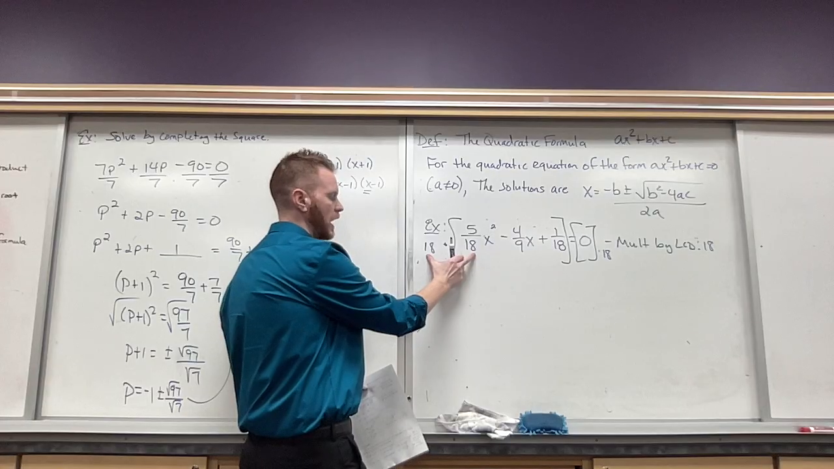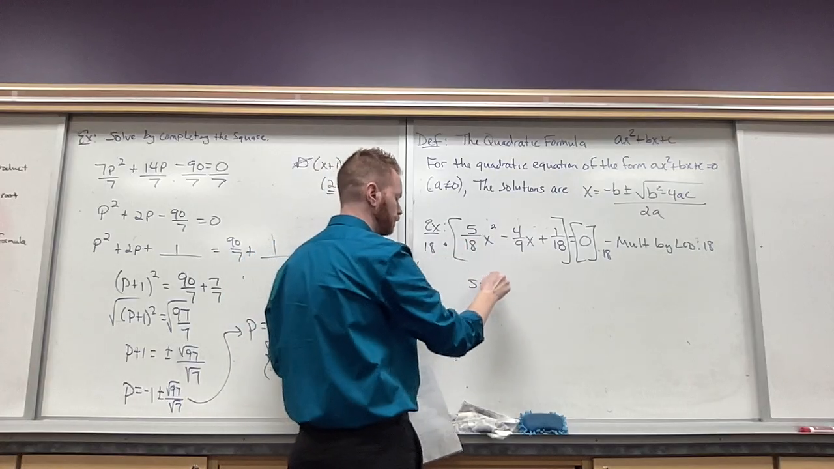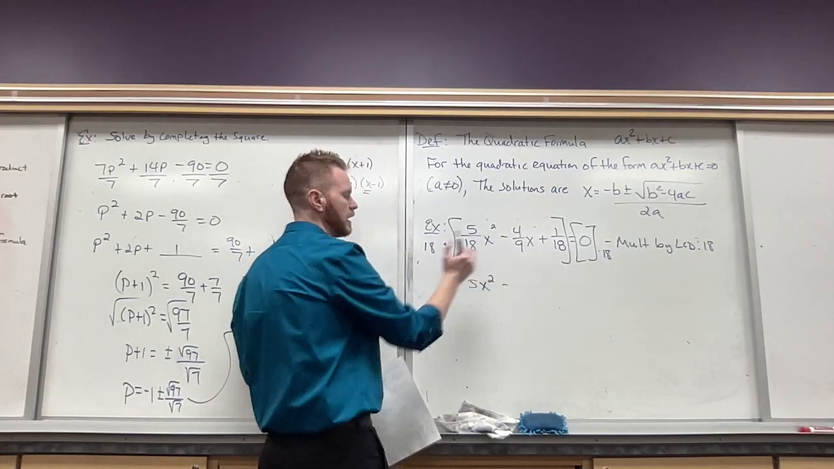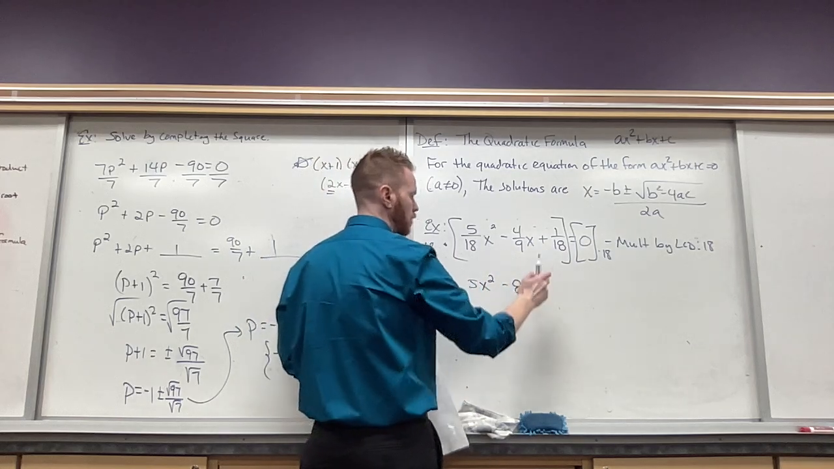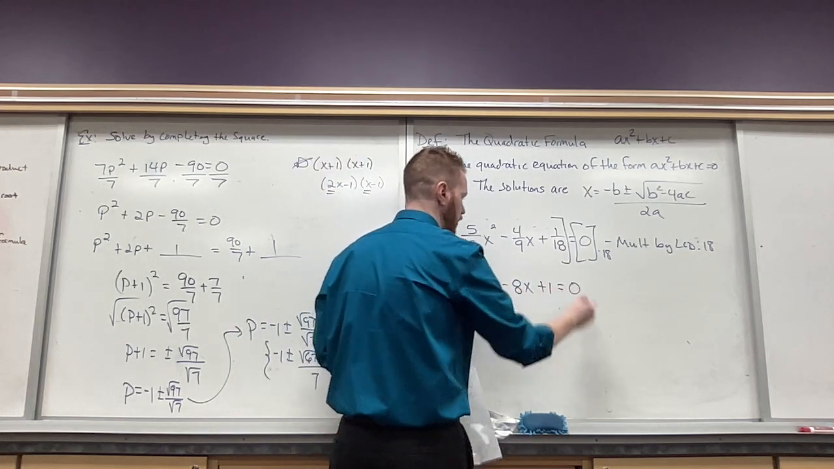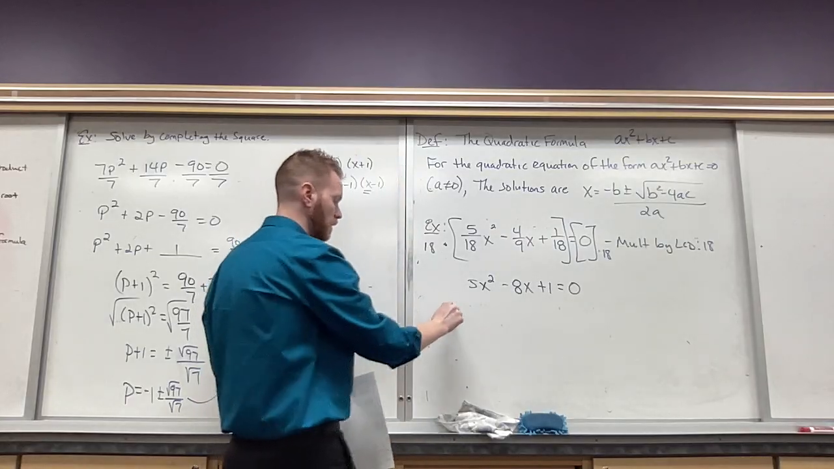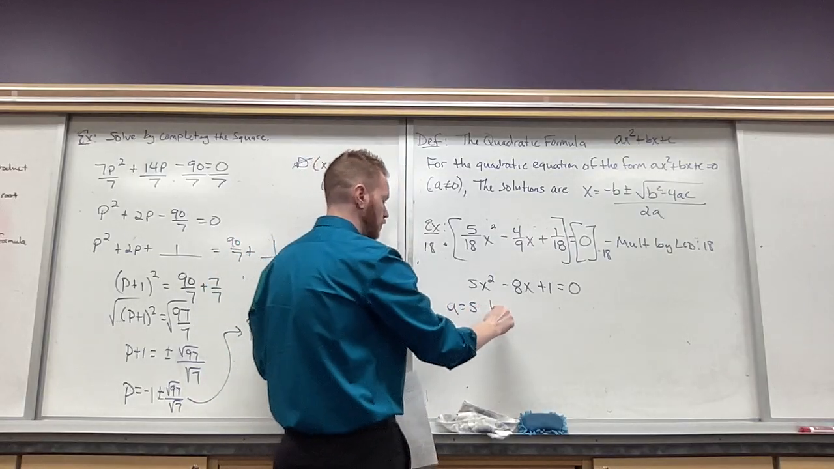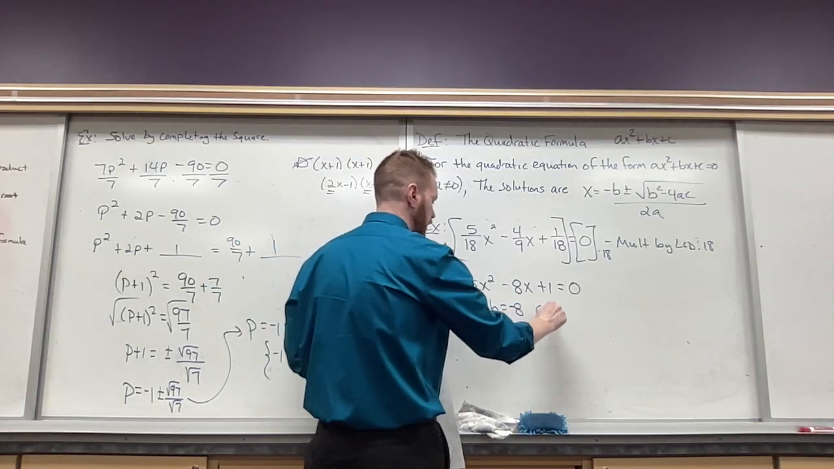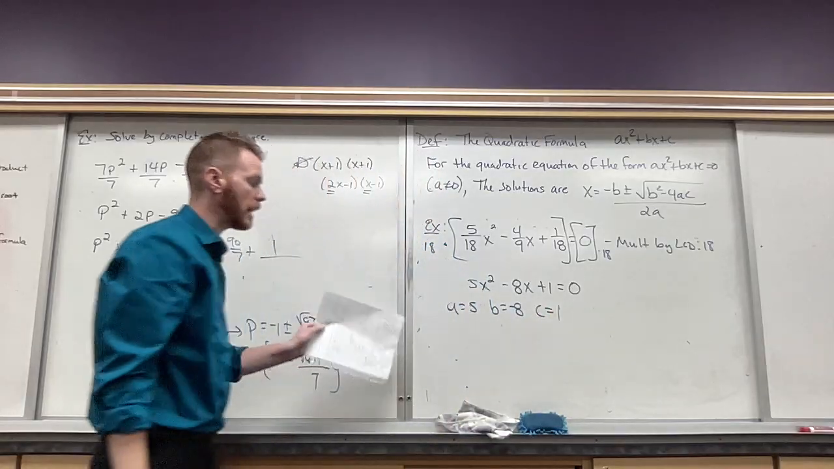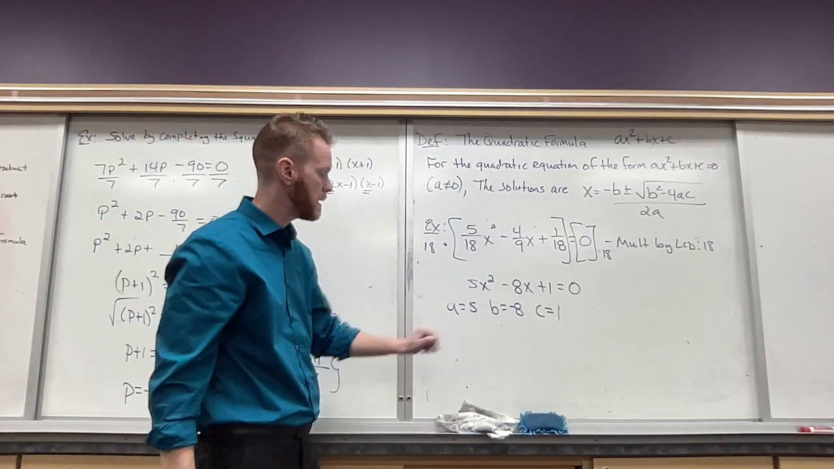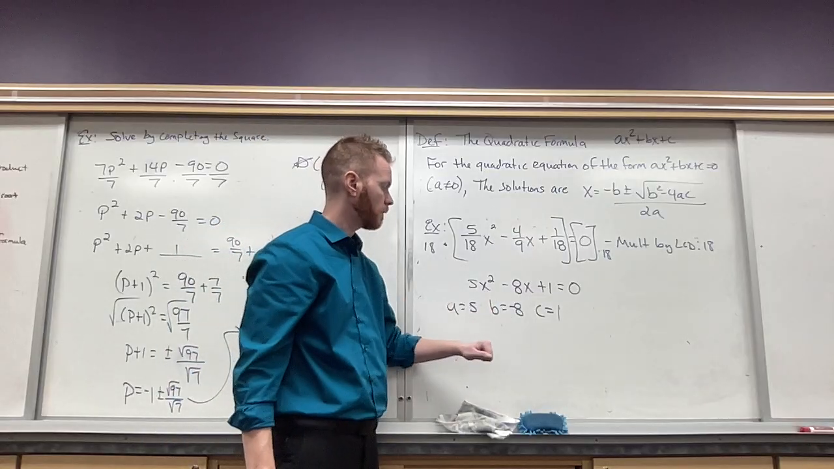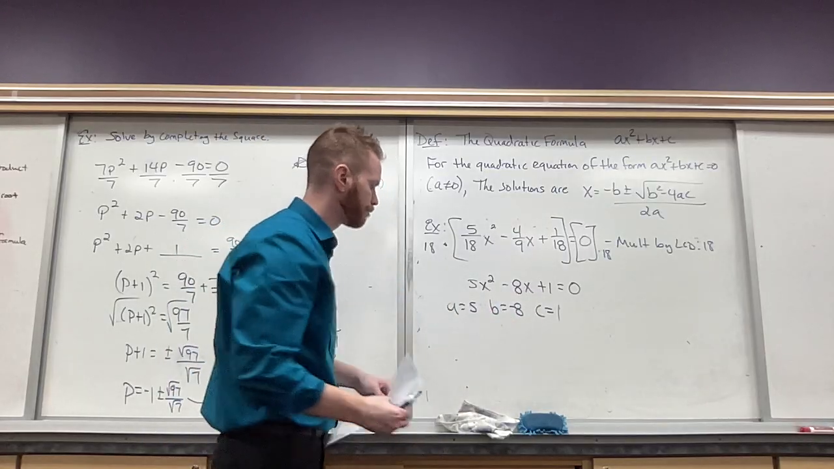These 18s reduce out. I just get a 5x squared. The 18 and 9 reduce to 2, so that gives me a minus 8x. 18 times 1/18 is a 1, and on the other side we get a 0. If you're the kind of person who likes to have these written ahead of time, go ahead and establish what a, b, and c are. a is always the quadratic term, the coefficient in front. b is the linear coefficient, and c is the constant.